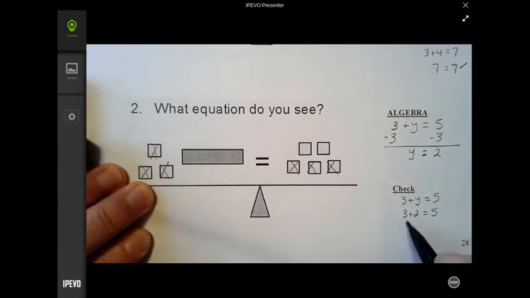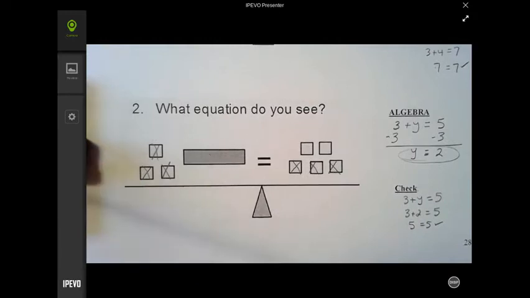And now we've got some math to do here on the left-hand side. When we add 3 and 2, we do get 5. 5 equals 5, so the check works. And I know right here that y has a value of 2. So we have successfully isolated the variable.